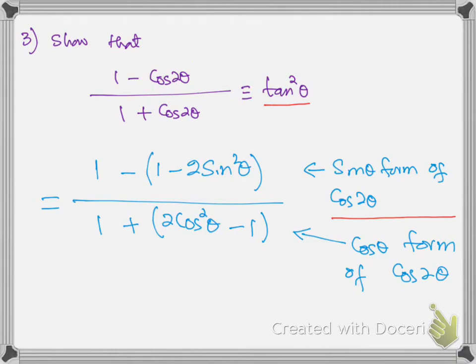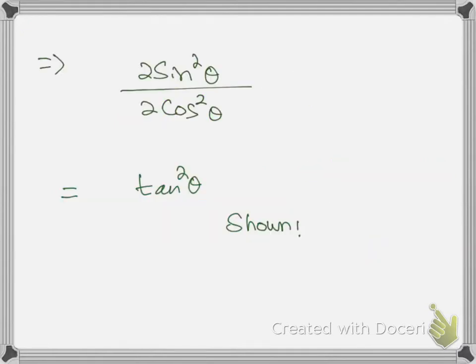And I've mentioned this here, sine theta form of cos 2 theta should be used here, and cos theta form of cos theta should be used here. So after getting this step, the question is very simple. Just simplify this and get the answer.